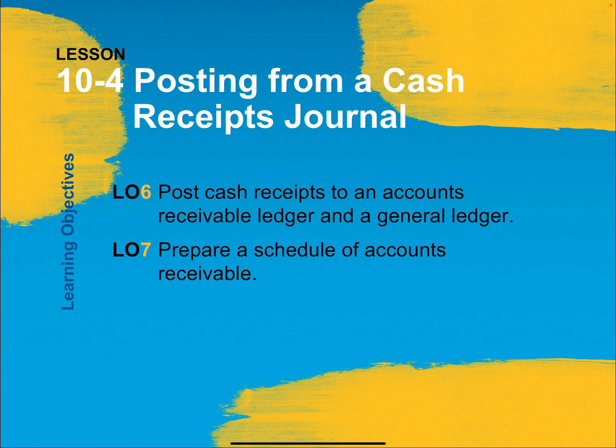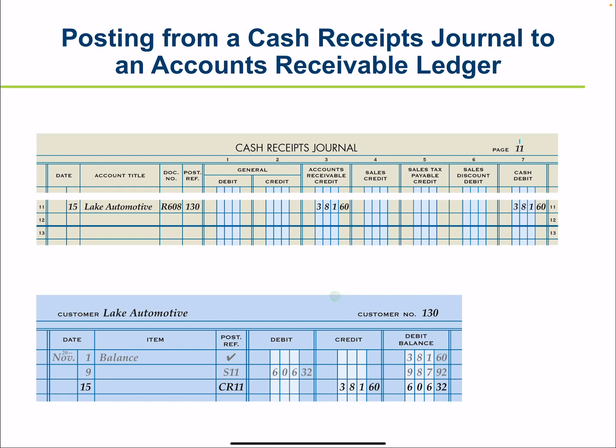Lesson 10-4 is posting from a cash receipts journal. We just went through entering information into our cash receipts journal. Now we're going to have the objectives. It says post cash receipts journal to accounts receivable and general ledger, and then prepare a schedule of accounts receivable.